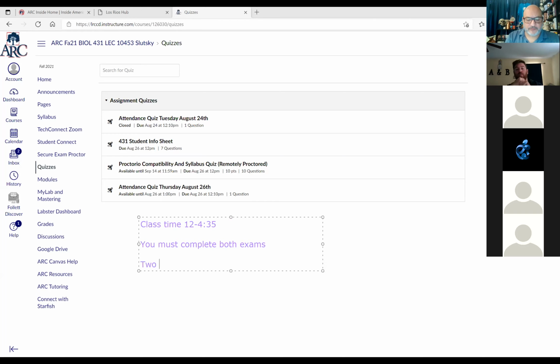Now, there are 2 exams, a lab exam and a lecture exam. The lab exam varies tremendously. My guess is somewhere between 60 and 90 questions. The cardiovascular system has a lot of anatomy, so that one's probably going to be closer to the 90 range. Our second unit, endocrine and lymphatic, has a lot less anatomy, so that'll probably be closer to the 60 range, but it'll vary from test to test.